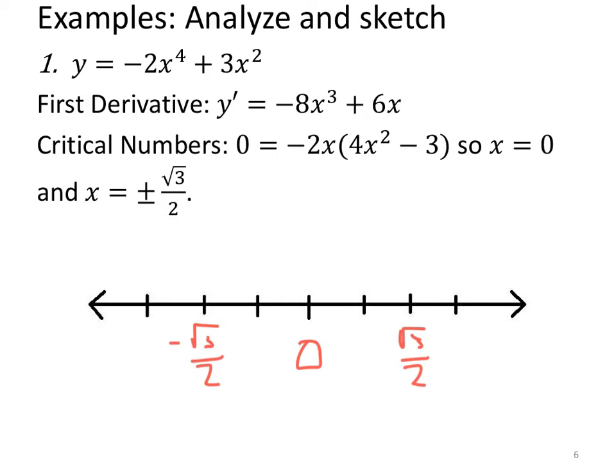Once we have our critical numbers, now we can use test points. I'm going to use negative 2.